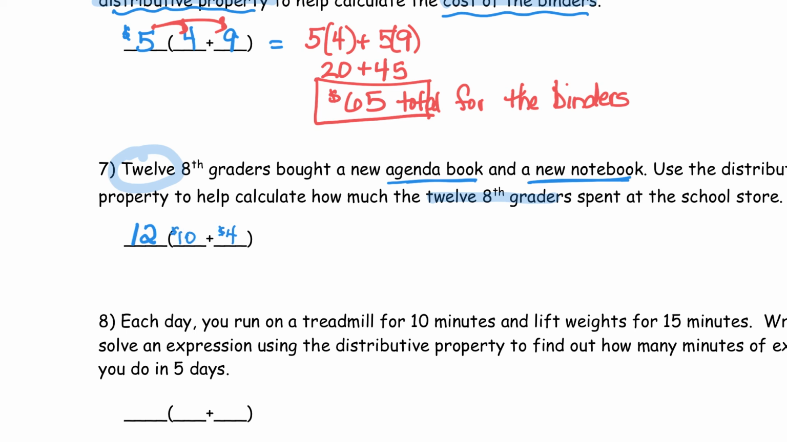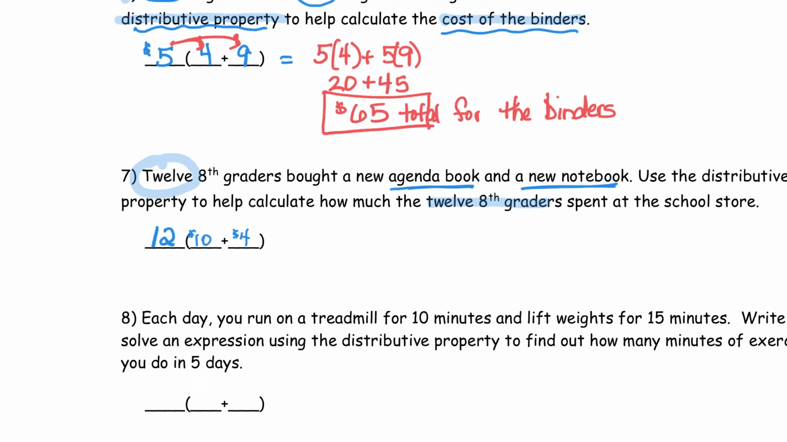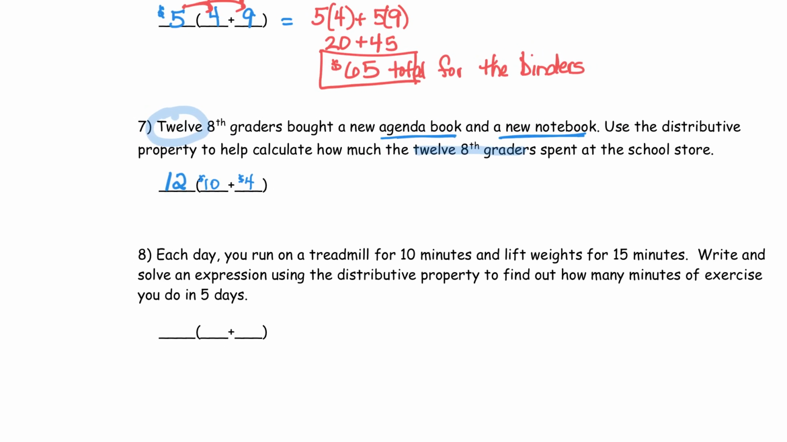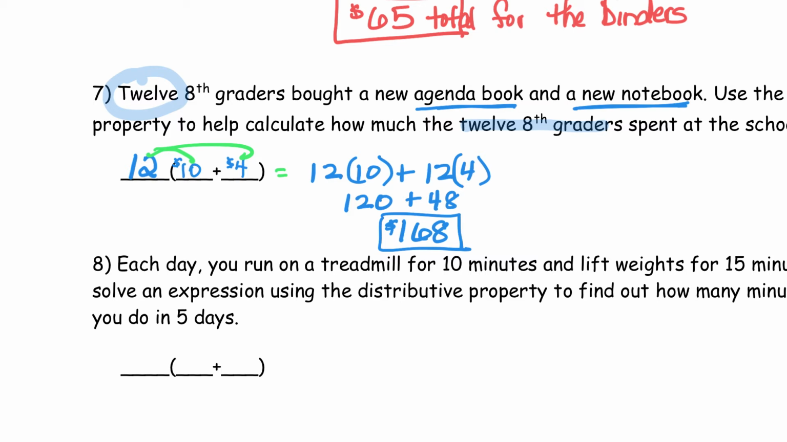And now you're going to go ahead and apply the distributive property. Why? How come you're not just doing 12 times 10 and 4 in your head? The reason why is because it says to use the distributive property, and we have to follow the directions if we want to continue to do well in math, right? Okay, pause the video and give that one a shot. And as you can see for number 7, the total the 8th graders spent at the school store was $168.